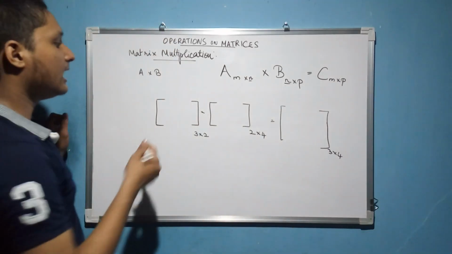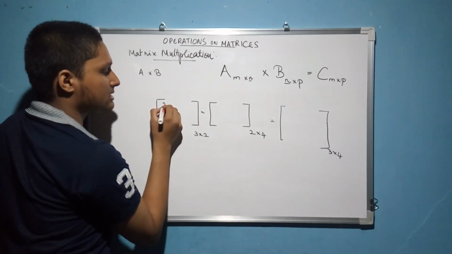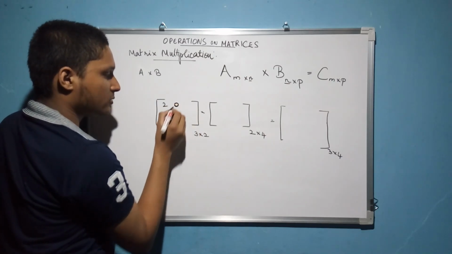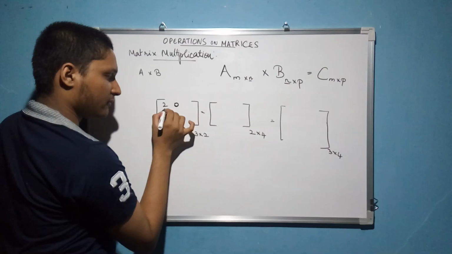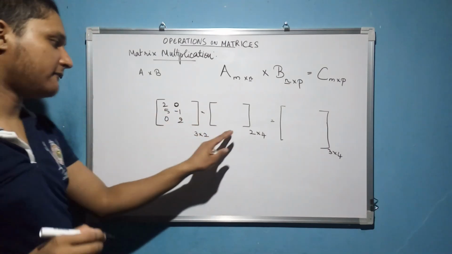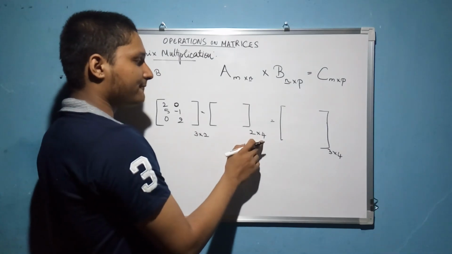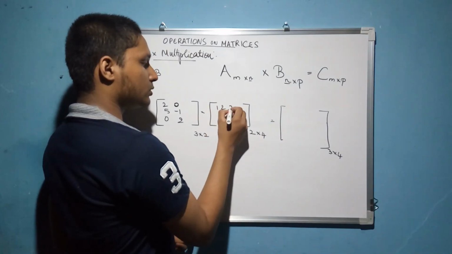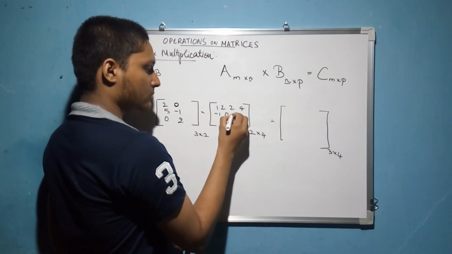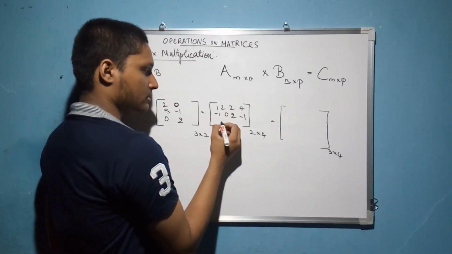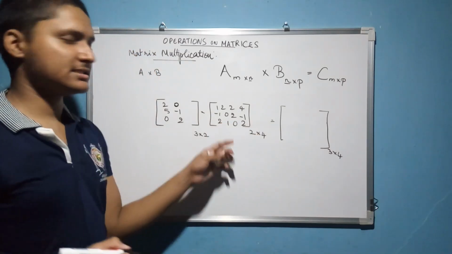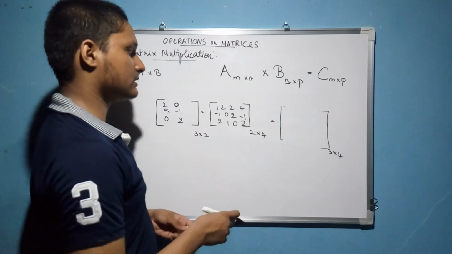Maybe whatever it is, I'll just enter some random numbers. 2 0. It has 3 rows and 2 columns, so maybe 2 0 is enough. Of 5 minus 1, 0 2. Now I have here 2 rows and 4 columns: 1 2 2 4, minus 1 0 2 minus 1, 2 1 0 2. I have taken smaller numbers so that multiplication becomes easy for me.